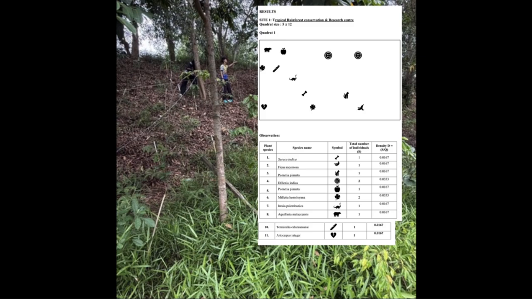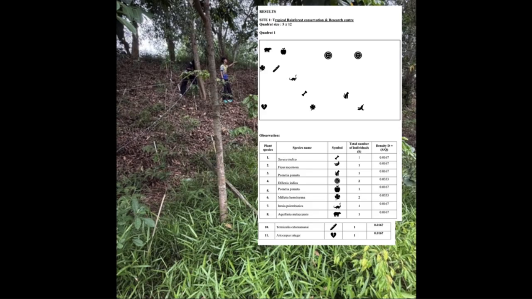We have collected the data. Number 1 is Saraca indica, which is in the bone. Total number of individuals is 1. Density is 0.0167. Number 2 is Ficus racemosa, which is in the symbol banana. Total number of individuals is 1. Density is 0.0167. The third one is Pometia pinnata, which is in the cat. Total number is 1 and the density is 0.0167.